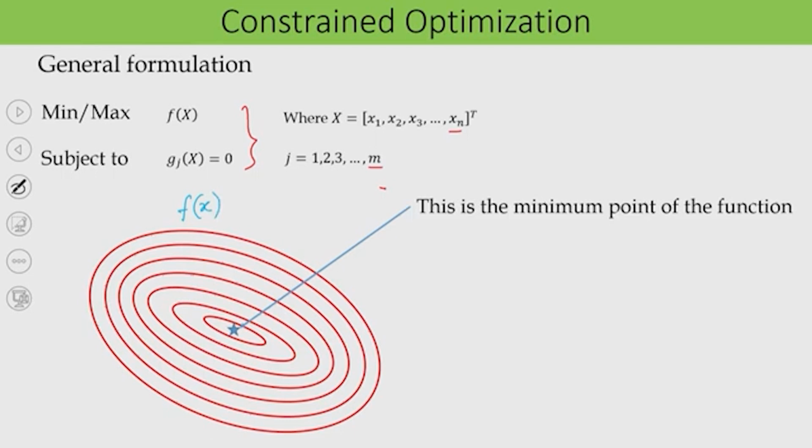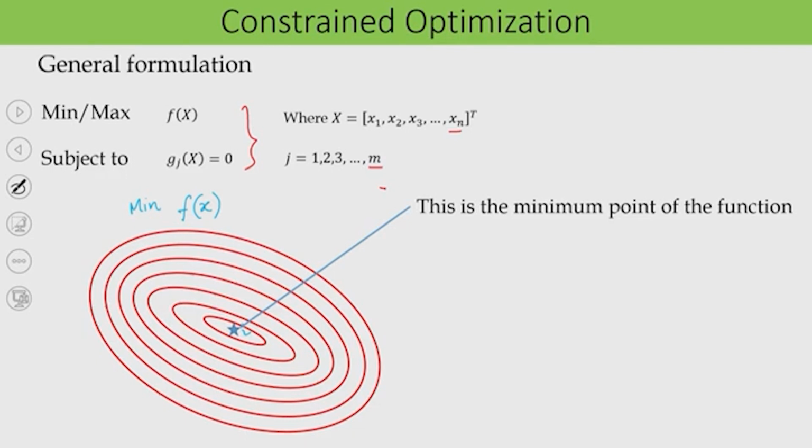It is a two variable function, and these are the contour lines. Suppose this is a minimization problem, so we are minimizing this function. In that case, this is the minimum point, and this is the solution of the unconstrained optimization problem. If I apply the necessary and sufficient conditions, I will get this solution, which is the minimum of this particular function.